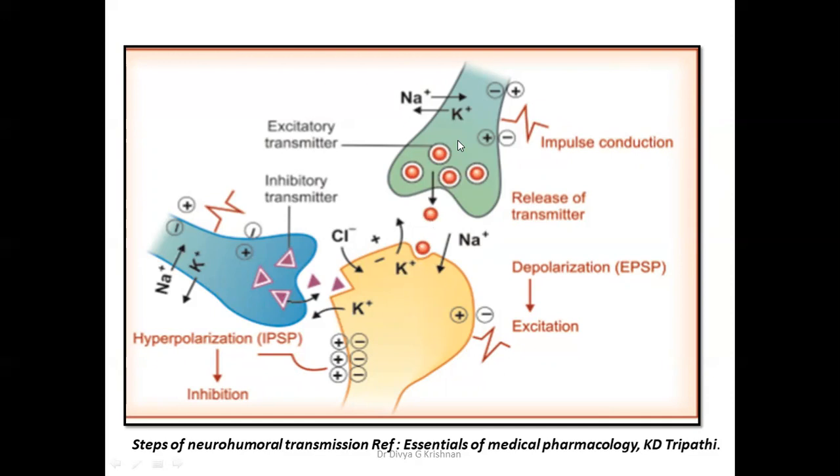So if it's an excitatory transmitter, you will have an excitatory postsynaptic potential, and you will have excitation of the postsynaptic nerve. If it's an inhibitory neurotransmitter that is released from the prejunctional neuron, you will have an inhibitory postsynaptic potential, and you will have the inhibition of the postsynaptic postjunctional neuron. So this is a figure showing what I have just told you in the previous slide.